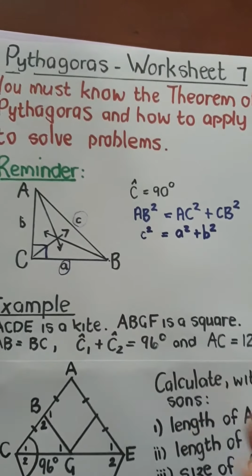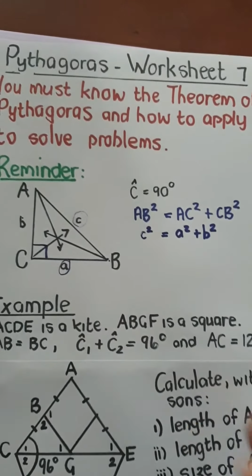Then they say, calculate with reasons the length of AE. So AE is this side. Do you need to calculate AE? Let's start our formal answer. You need a statement, and we need a reason.